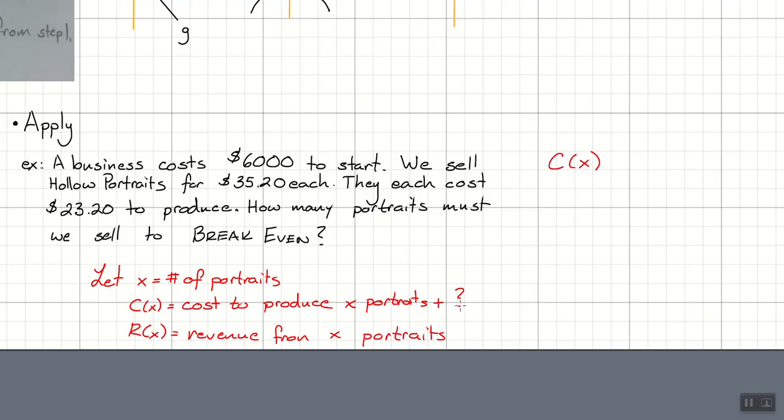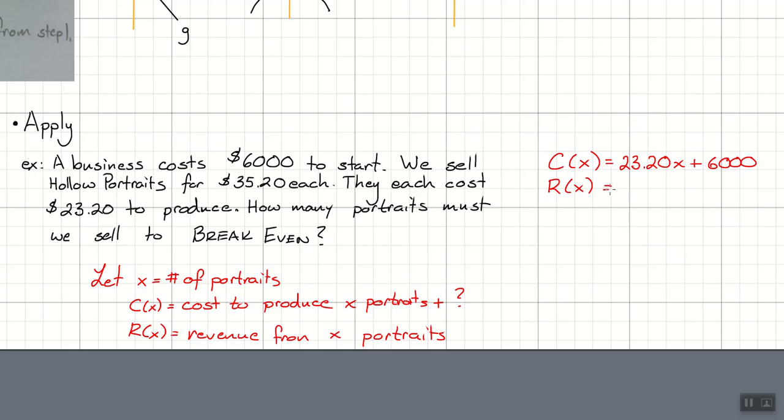So $6,000, and then for every portrait, it cost me how much? If I want to know how much money I've put in to make any number of portraits, do you guys agree it's $23.20 for every portrait, for all X of them? There's that much that I have to pay for that many. Plus, how much initial? $6,000. Do I have to pay that $6,000 over and over, or is it just a one-time deal? So notice there's no X connected to it.